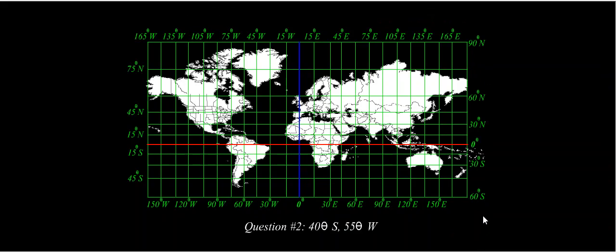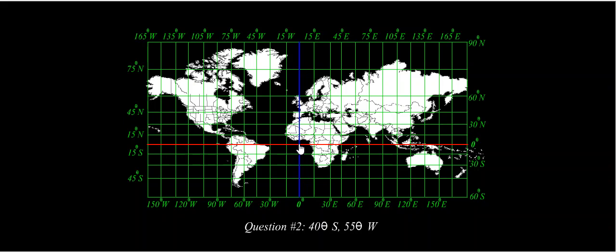So I move across until I get to 90 degrees. Question number 2, 40 degrees south, 55 degrees west. I start at the 0, 0 position, 0 degrees latitude, 0 degrees longitude, at the intersection of the equator and the prime meridian, or the red line and the blue line.